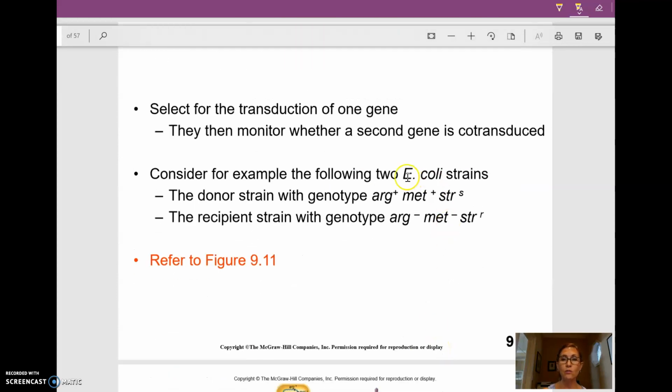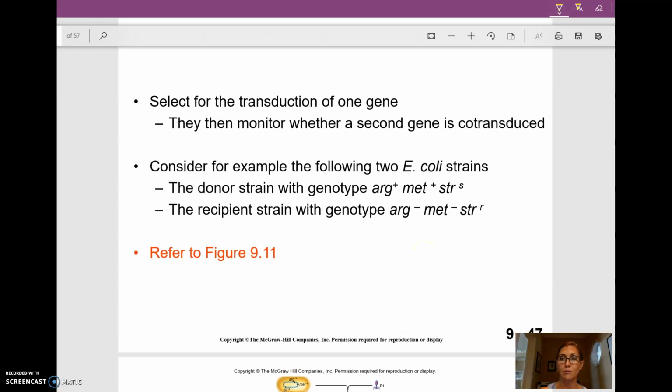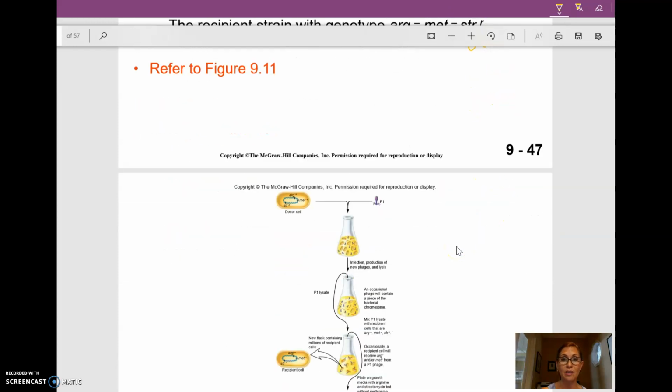And so if you look at 2 E. coli strains, a donor that's arginine, methionine, and streptomycin sensitive, okay, so this would be your prototroph again. There's your prototroph. Here's your auxotroph, okay? Arginine negative, methionine negative, streptomycin resistant.